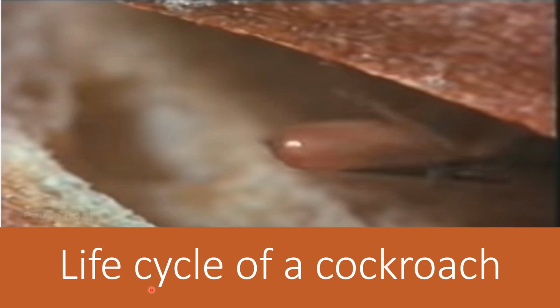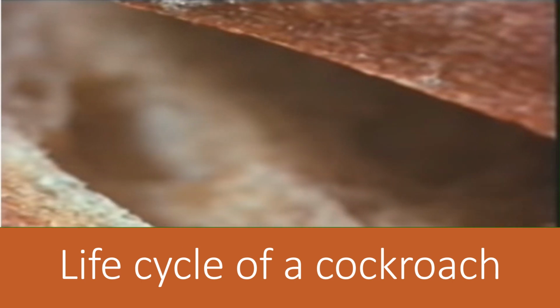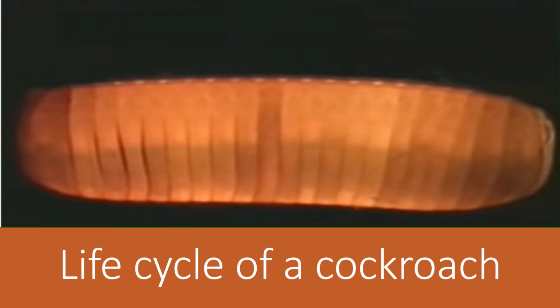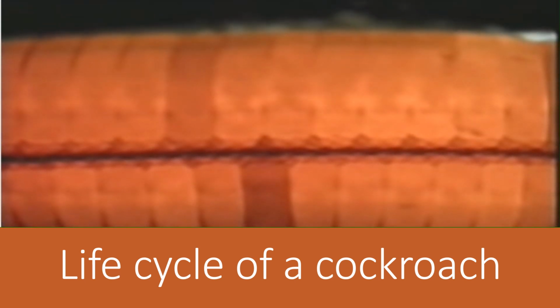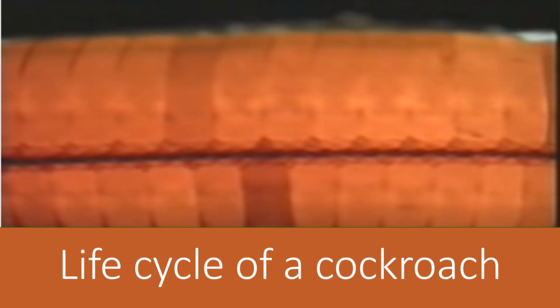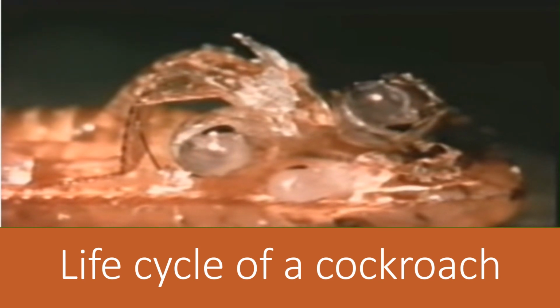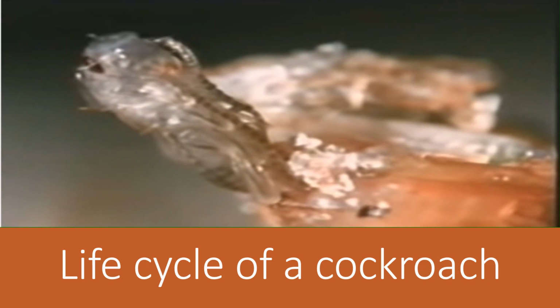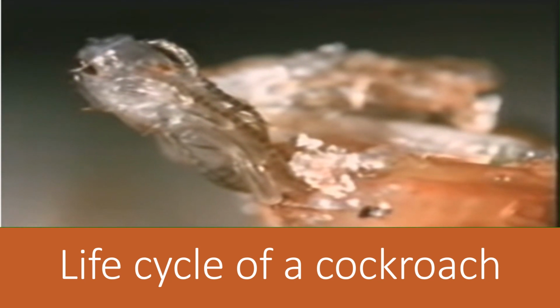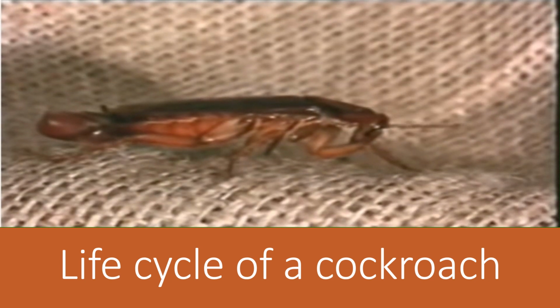And now we'll move to another example, that is the life cycle of a cockroach. First we'll watch this small video clip and try to understand the nature of the life cycle of the cockroach. It also lays eggs, and here it shows the picture of the egg laid by the female cockroach. And after hatching, the nymph comes out, and this nymph develops into the adult cockroach.